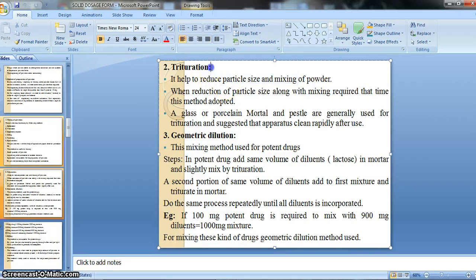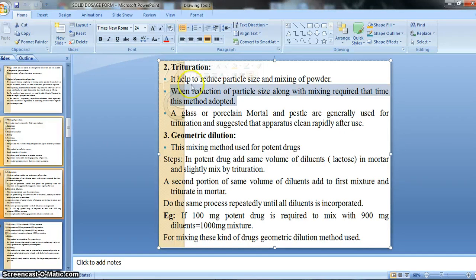So this method becomes very adoptable, because generally this method is used. When reduction of powder size along with mixing is required, that time this method is adopted. Means when we need particle size reduction along with mixing, that time trituration is used, because it helps to reduce the particle size.